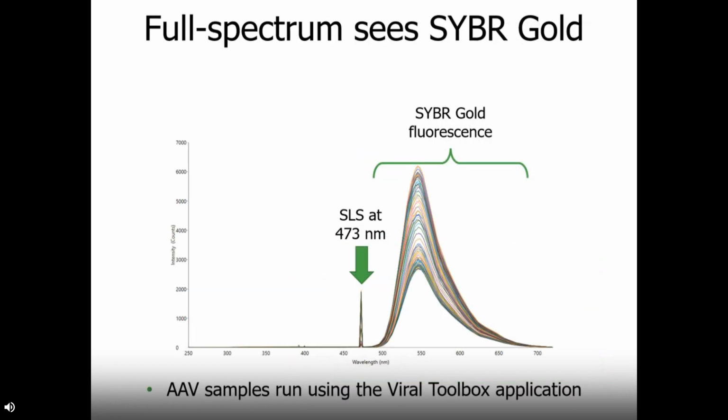So here we have a sample of 1 × 10⁻¹³ AAV9 with SYBR Gold, where we can see the dye's fluorescence in a different part of the spectrum from the intrinsic protein fluorescence. So that's between about 500 and 650 nanometers, where that fluorescence signal will increase as temperature goes up. We also see the SLS peak at 473 nanometers. In this experiment, only that 473 nanometer blue laser is used, so that's why there's no intrinsic fluorescence signal or SLS signal at 266 nanometers.